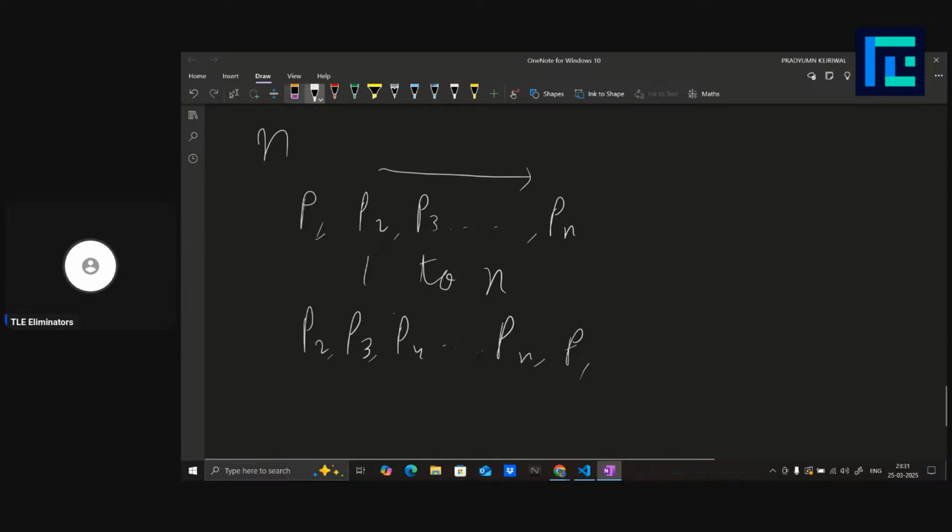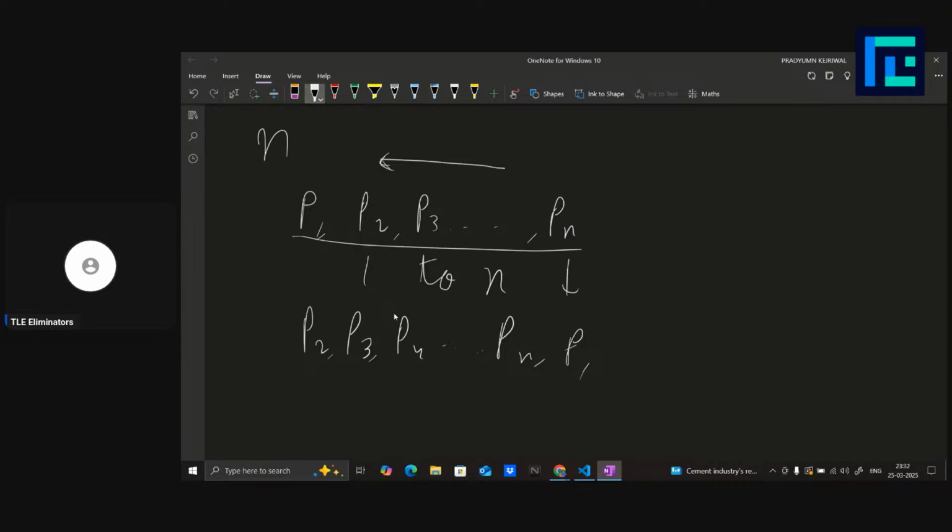Actually, I did it to the left, so I'll change the arrow. So towards the left, if you shift this permutation, you will get this. This is called cyclic shifting. This p1 goes here, and the entire permutation is shifted to the left. So now the index 1 is this, index 2 is this, index 3 is this, index n minus 1 is this, and index n is this.